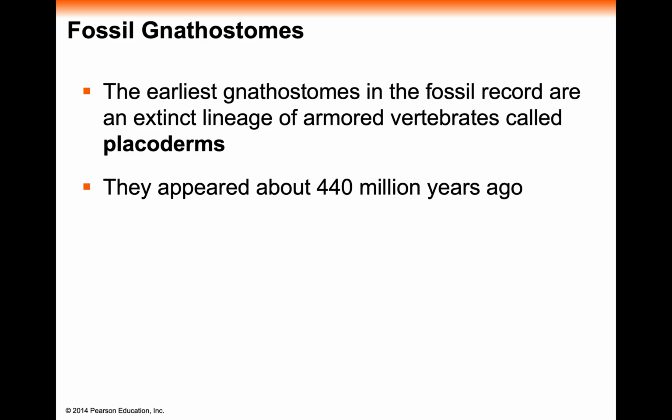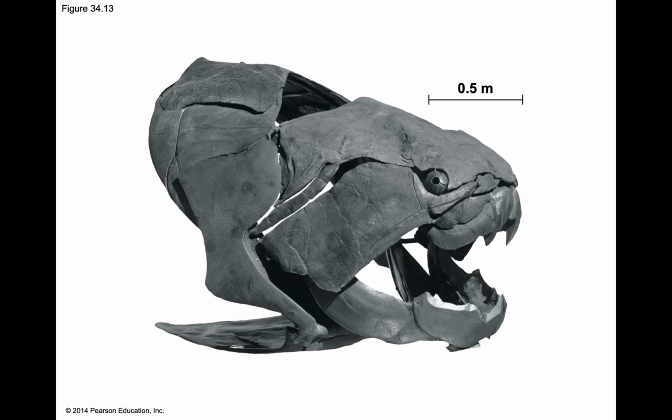So earliest gnathosomes in the fossil record are extinct lineages of armored vertebrates called placoderms. So one of the really important placoderm fossils was discovered in Ohio. This, by the way, is about 440 million years ago. So notice this is before that 365 million years ago when vertebrates moved onto land. And here you go. What a looker, right?